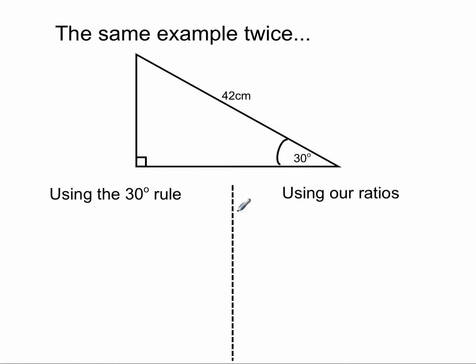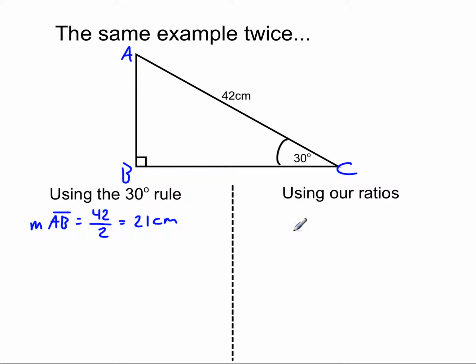Okay, so let's use our 30-degree rule to find the length of this side here. We always have to name our triangles, so we'll name this triangle ABC, just to make it easy. So we want to find the length, the measure of AB. So this length right here. Well, we could just say it's going to be half the length of the hypotenuse because it's opposite this 30 degrees and it's a right angle triangle. So we can simply say it's going to be 42 divided by 2. So we found that it's 21 centimeters. Pretty simple.